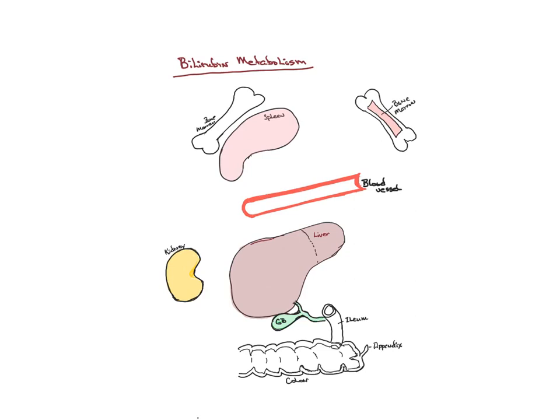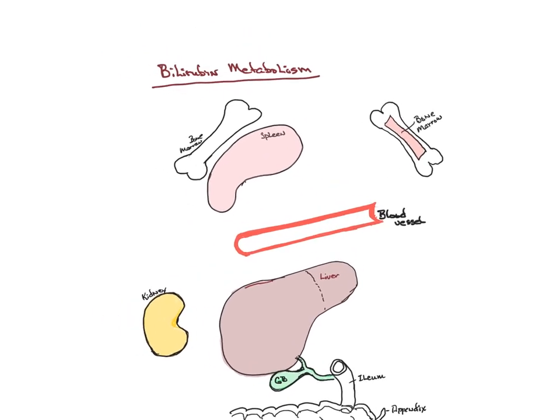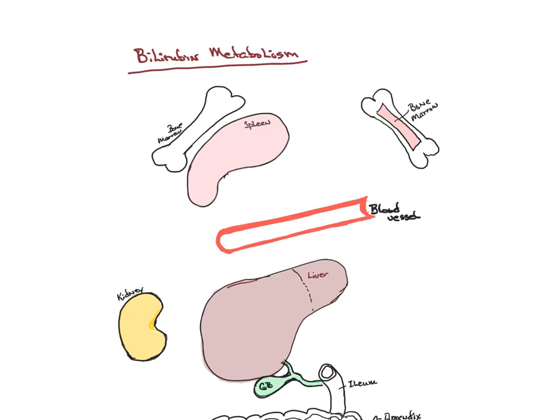Okay, this lecture is going to be on bilirubin metabolism. To understand bilirubin metabolism, the first thing we've got to understand is where bilirubin comes from. Well, the bone marrow produces red blood cells through erythropoiesis. So when erythropoiesis occurs, we get red blood cell production.